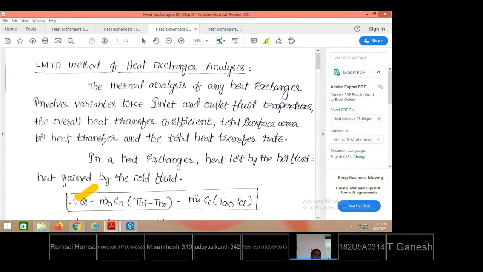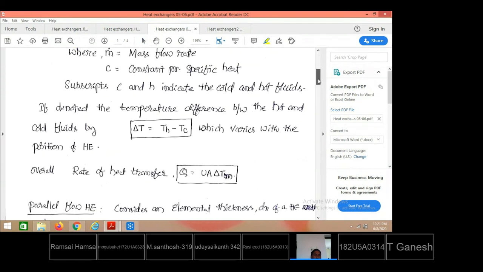In a heat exchanger, two fluids flow simultaneously, one hot fluid and one cold fluid. The heat lost by the hot fluid equals the heat gained by the cold fluid, and the heat exchange takes place purely between the hot and cold fluids, not by any other medium. We assume that the heat lost by the hot fluid equals the heat gained by the cold fluid.